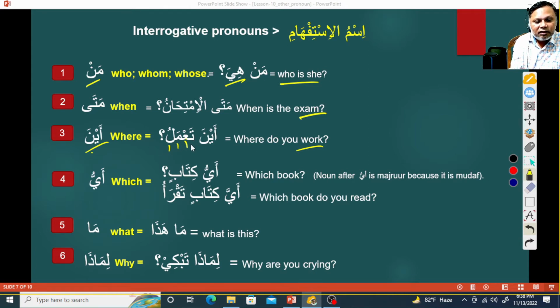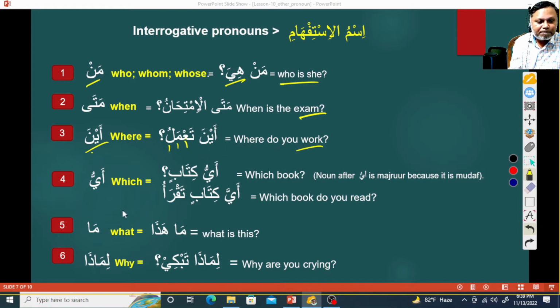For fa'ala, tafalu. You remember the conjugation of fa'ala. From fa'ala, it becomes tafalu. From amala, it is ta'malu. Ta'malu means you work. Where do you work? Putting this aina, we will get aina ta'malu.